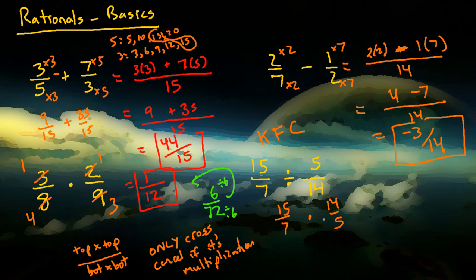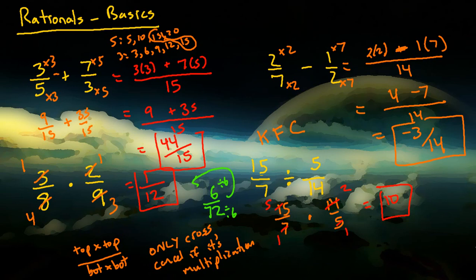Okay, so now I can cross cancel. Now, I cannot cross cancel through division, but I've switched to multiplication, so now I can. So I can cross cancel right there, divide those both by 7, so I get 1 and 2. Divide these both by 3, and I get an answer of 10 right there.